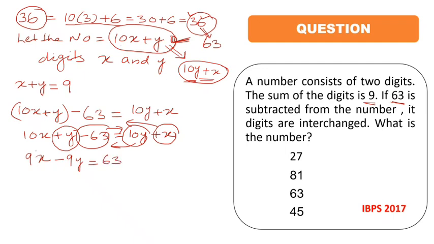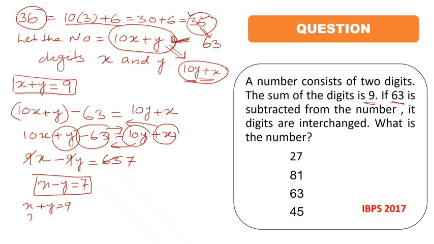Now I can cancel this 9 and this 63. 9 ones are 9, and 9 sevens are 63. So I can write x minus y is equal to 7. So here I got x plus y is equal to 9, and here I got x minus y is equal to 7. Solving these two equations, we have x plus y is equal to 9 and x minus y is equal to 7.